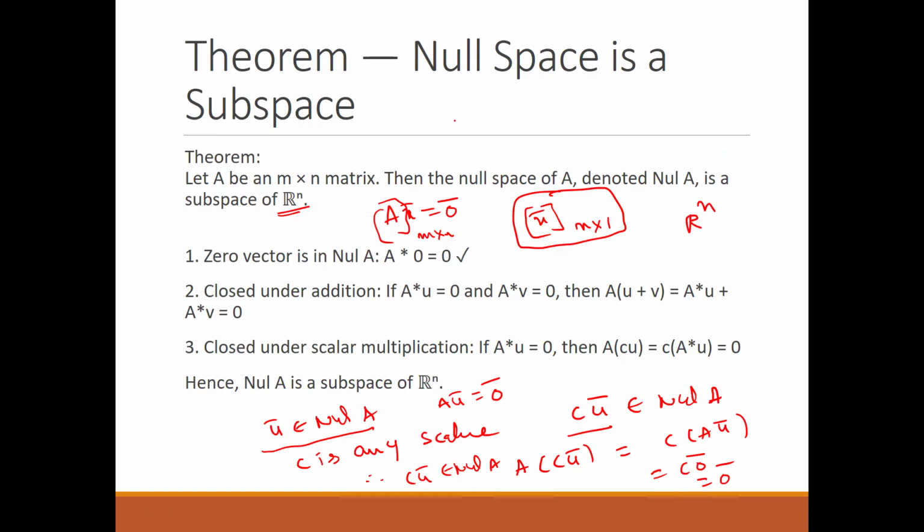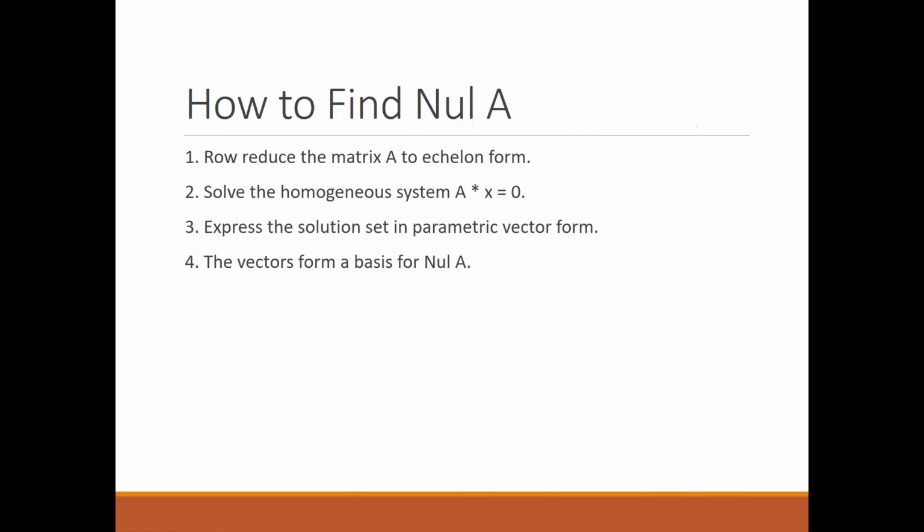So null space contains the set of all x such that Ax is equal to 0 bar. What is x here? x is an n by 1 matrix. That's why null space is a subset of R power n and it is satisfying these three properties. So we can call it a subspace. So null space is a subspace of R power n.